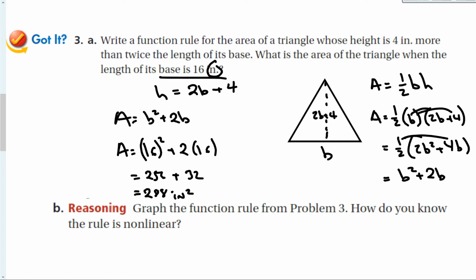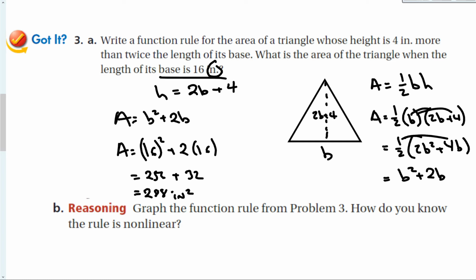Okay, so if I wanted to graph this function rule from problem 3, how do you know the rule is nonlinear? I could plug in 1, 2, 3, 4, 5, 6, 7, up to 16 and get a nice little graph here. But I will see that increasing the base inch by 1 is not going to increase the... well, let's do a couple real quick and I'll show you.